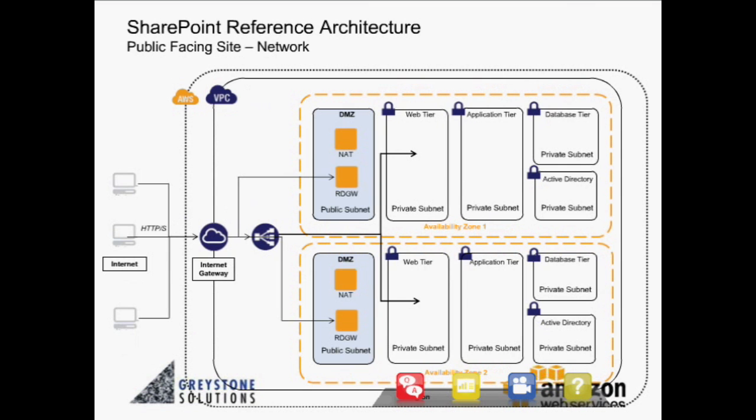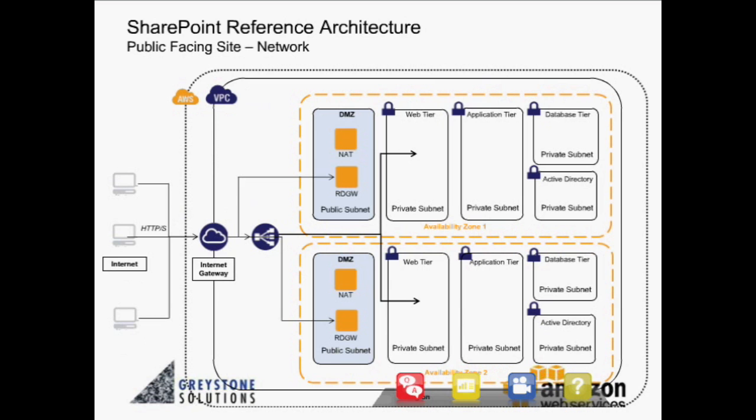For a public-facing scenario, it's a little different. As you can see, there's no VPN tunnel and virtual private gateway here. Users are coming in over HTTPS to the Internet gateway and then to the load balancer. And then the load balancer is sending the traffic to the web tier that is set up in private subnets, as well as the application tiers and then the database tiers. As you can see, there's an additional DMZ layer here. This is from a management perspective.